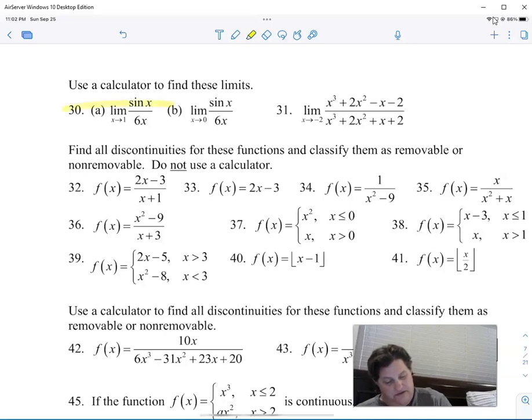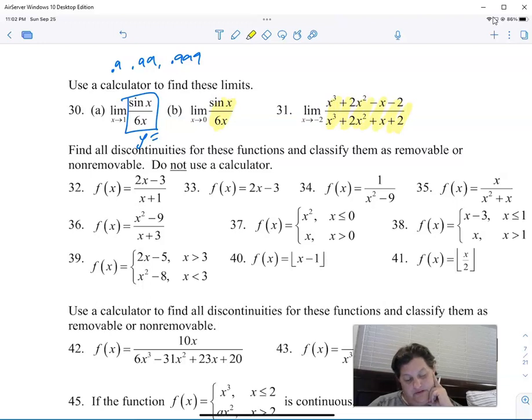Let's do these together. Actually, no. You guys can do these. Put this in your y equals, and then on your table, go to like 9. So just put those in your y equals and get really close to those points. See what you get.